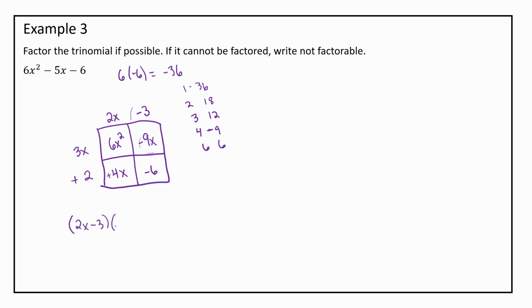One of our parentheses should be 2x minus 3, and the other should be 3x plus 2. You can write it the other way around, or if you had switched the diagonal, you would get it the other way around. It doesn't matter which of these two you write, as long as you have the correct signs in the correct place, and you have the numbers in the right order. As in, 2x minus 3 can't be replaced with 2x plus 3 or 3x minus 2.